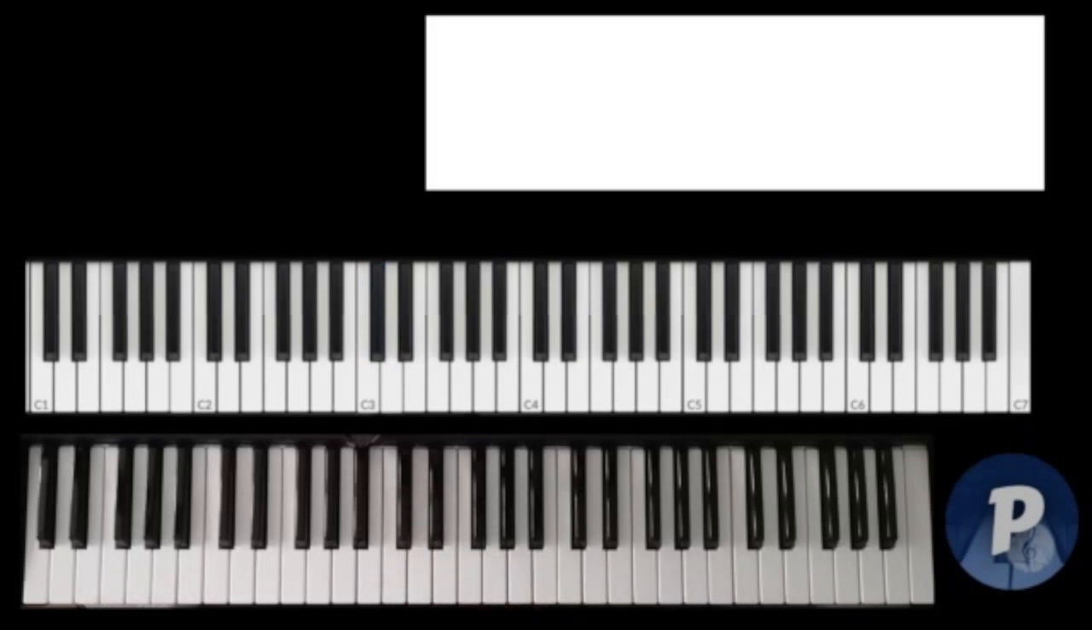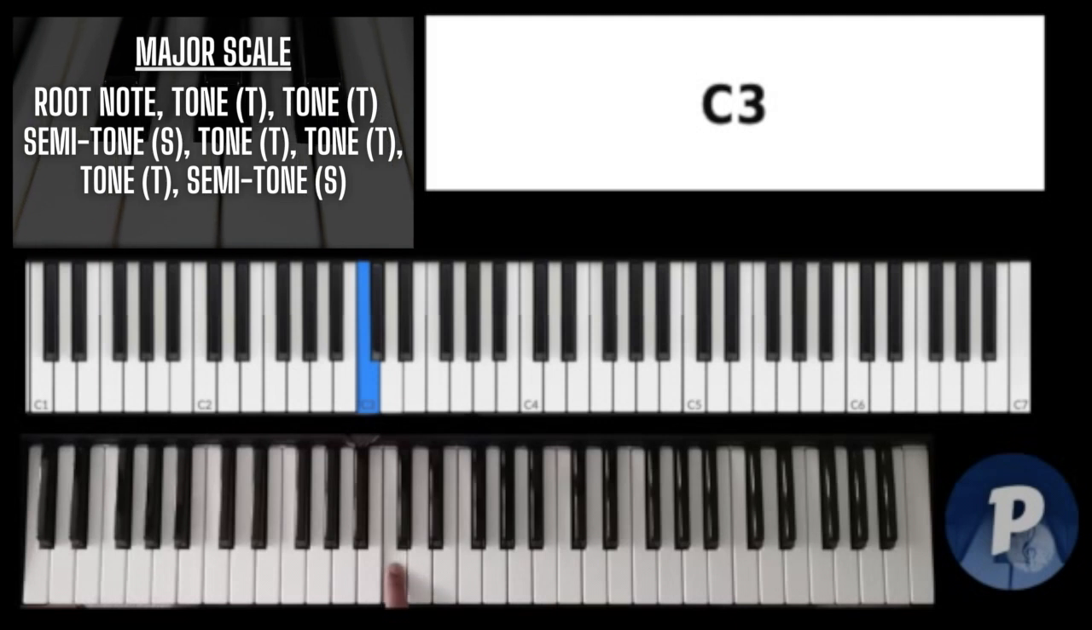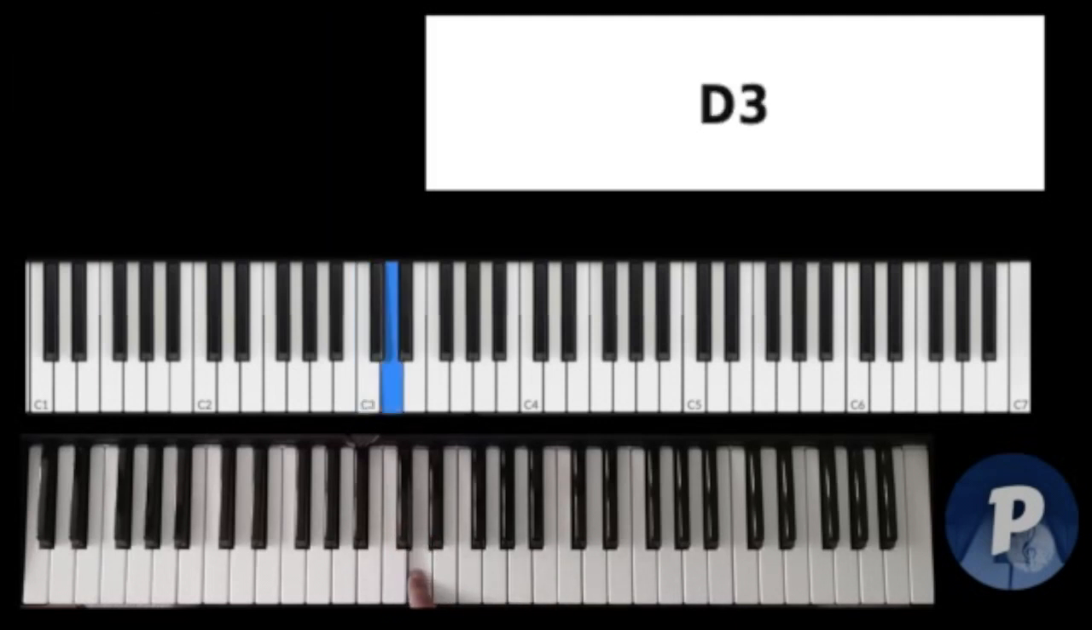Okay, so let's put this together now. So we're starting on our root note, which is C, and then we're going to play our formula through. So the formula is tone, tone, semitone, tone, tone, tone, semitone. So we start off on the root note, which is C. We play tone, so we step over the next note and play D. We play another tone, so we step over the immediate note and play E. Then we're playing a semitone, so we're playing the next immediate note, which is F.